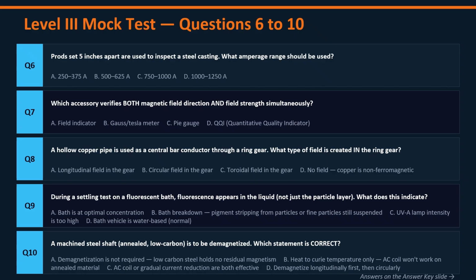Finally, annealed low-carbon steel can still require demagnetization. AC coil treatment or controlled current reduction can be effective depending on the procedure. The common theme is that each answer comes from a physical principle. If you understand the principle, the exam question becomes much easier even when the wording changes.